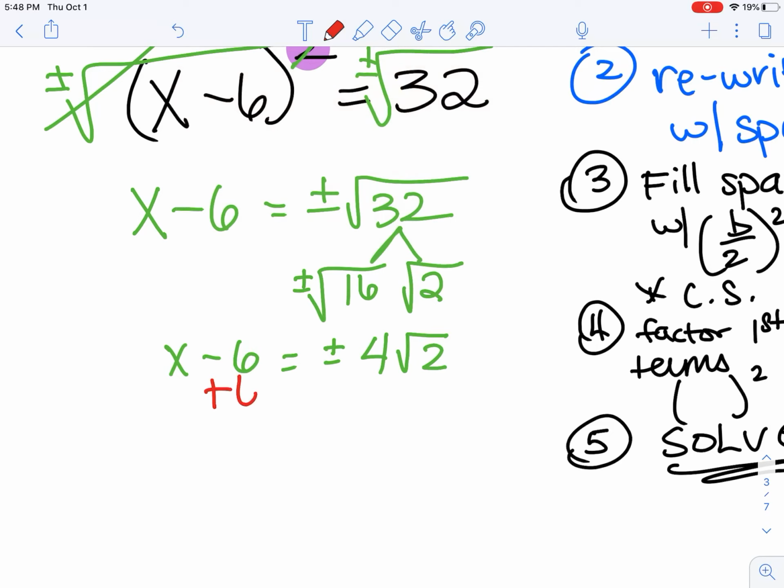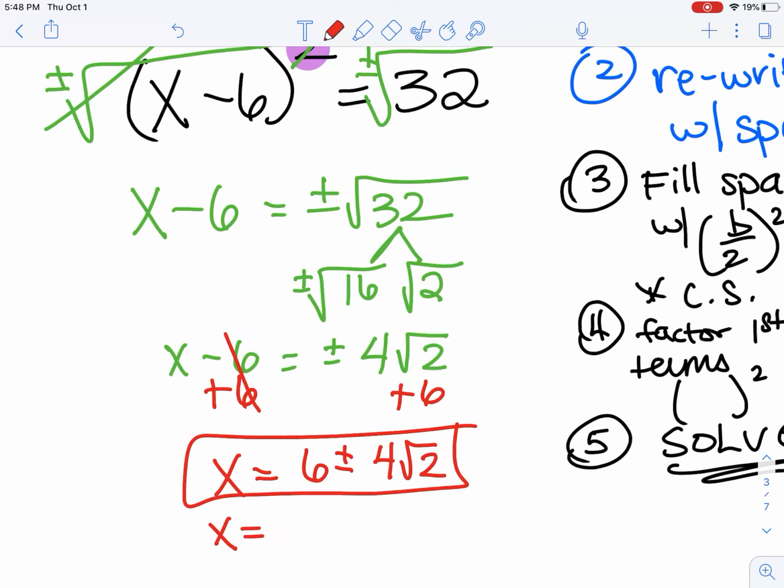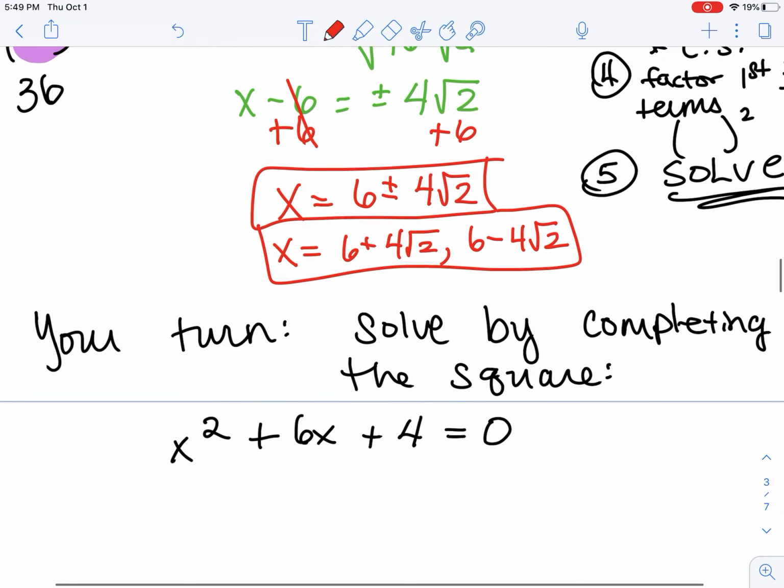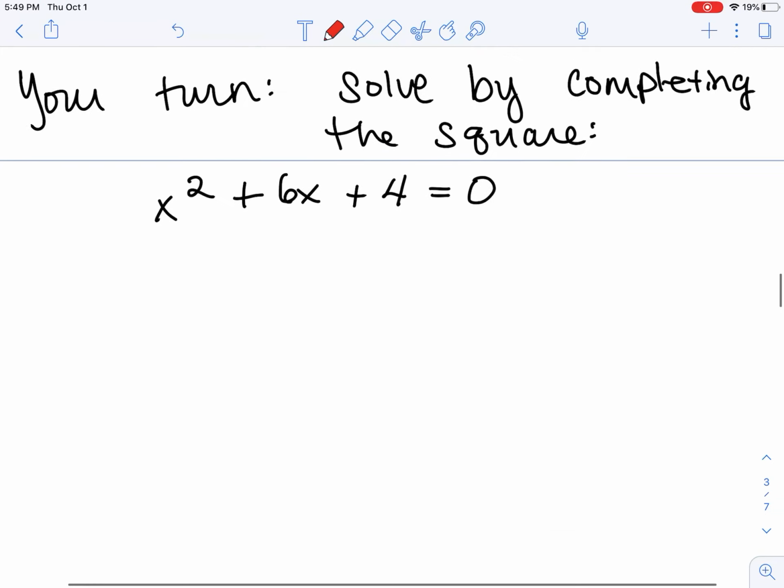Solve for x by adding 6 to both sides. We've got x equals 6 plus or minus 4 root 2. You can either leave it like this, or you can write x equals 6 plus 4 root 2, comma, 6 minus 4 root 2. And that's as simple as it gets. You can write it either way. I don't care. But there are two separate solutions for that.